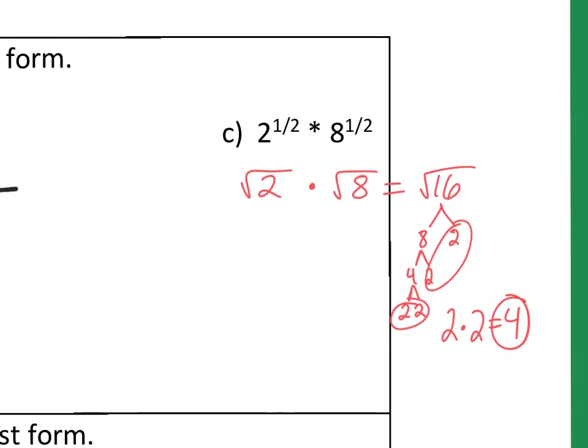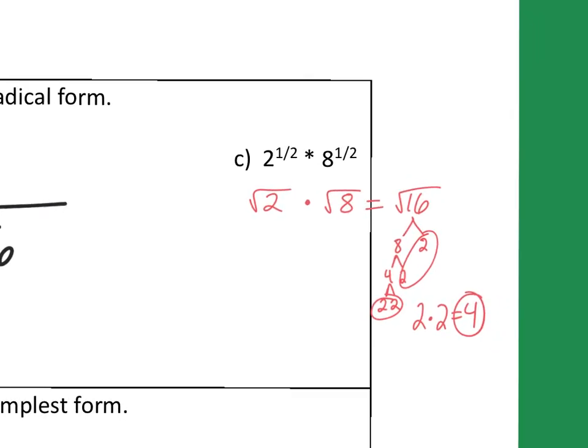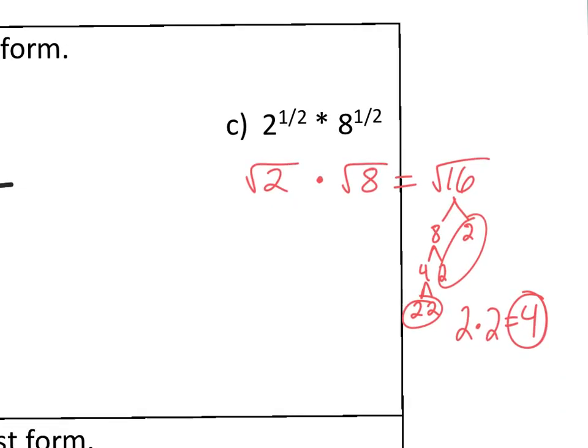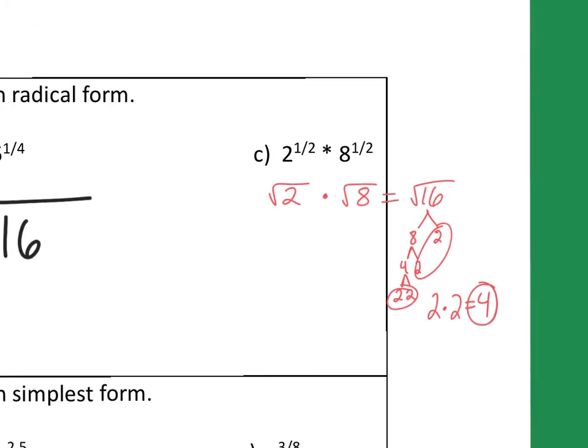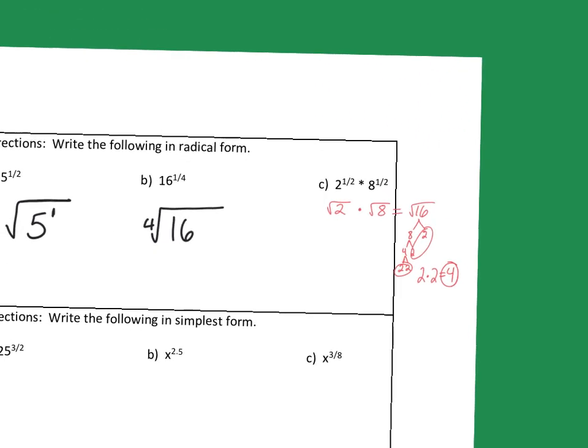Okay, so make sure you make a note of that if you need to. If the bases are not the same when you're multiplying, you've got to change it to radical form first.